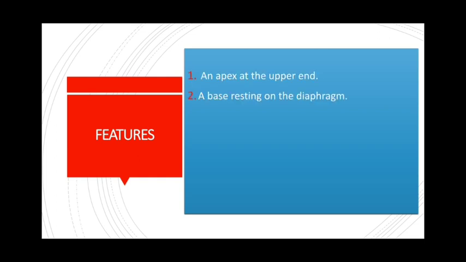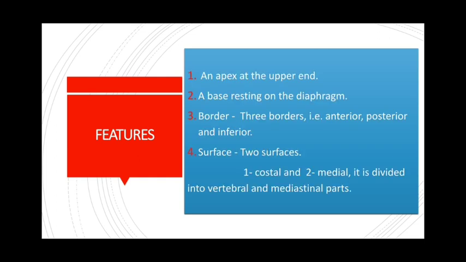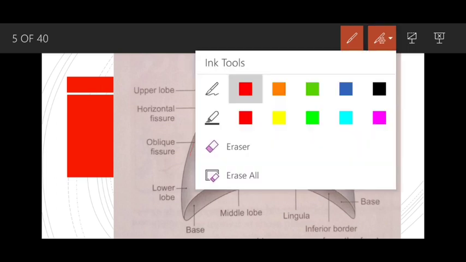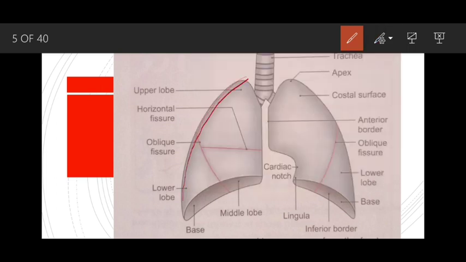Now the features. The lungs have the following features: apex, base, three borders (anterior, posterior, and inferior), and surfaces. Each lung is conical in shape. The upper end is known as the apex. This is the base, which rests on the diaphragm on both sides.